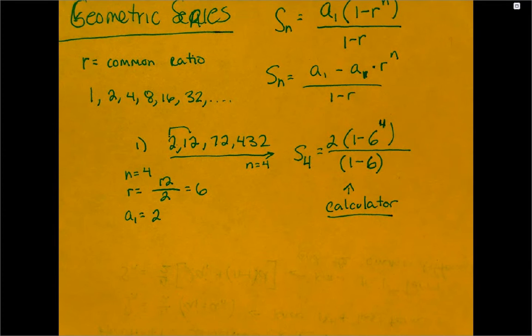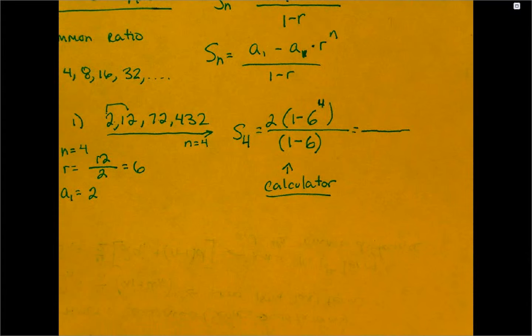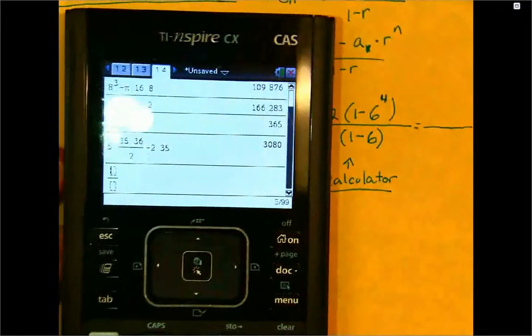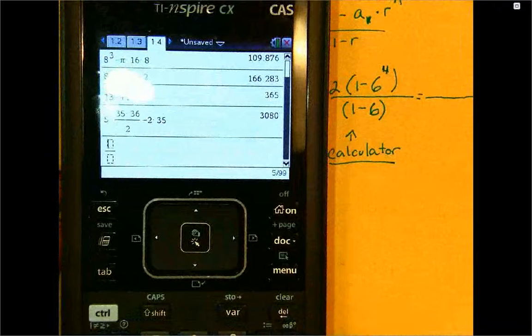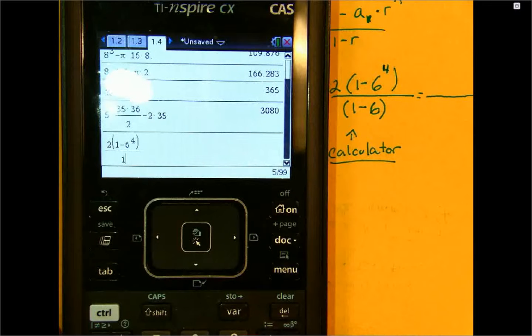Go ahead. Do you know 6 to the 4th power? I mean, I'm not trying to be mean or anything. I'm just saying it's a heck of a lot easier to dump it into a calculator. Yeah, so we just set up the equation, or the fraction, 2 times the quantity of 1 minus 6 to the 4th power divided by 1 minus 6.